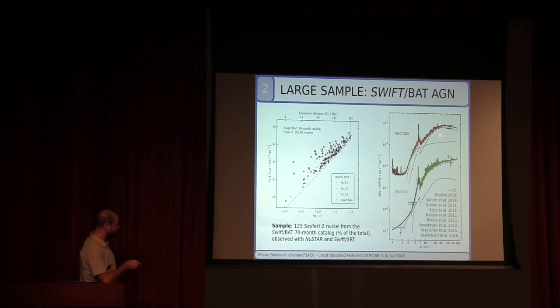You can see in these two examples, they're different in how much the reflected spectrum contributes to the total observed spectrum. This is something that we can do uniquely well with NewStar now, and in future with STROBE-X. All these works over here have been doing similar things with data of lower quality and/or not simultaneously observing the whole energy range.